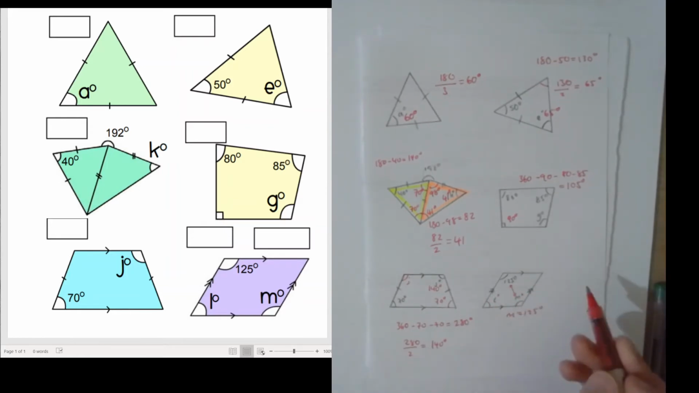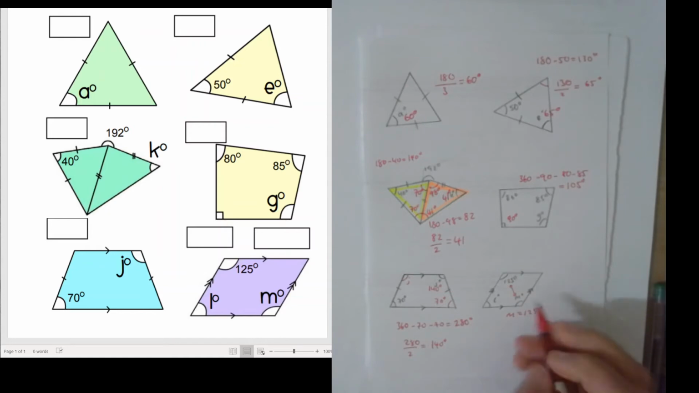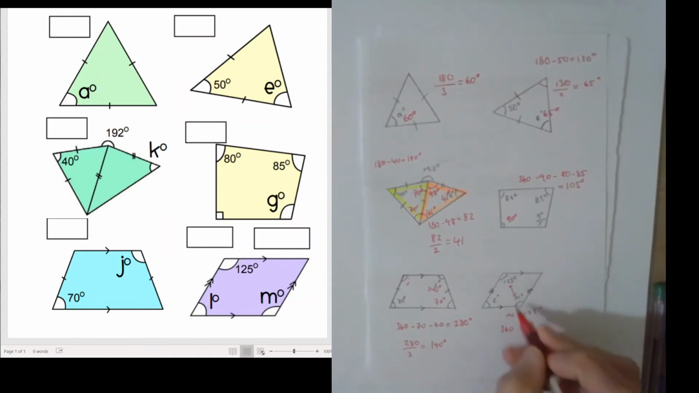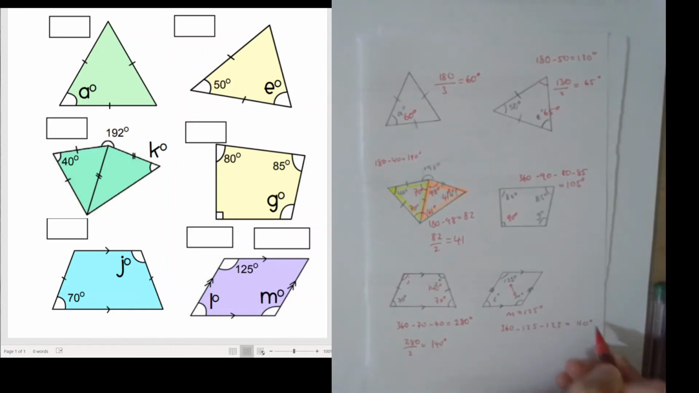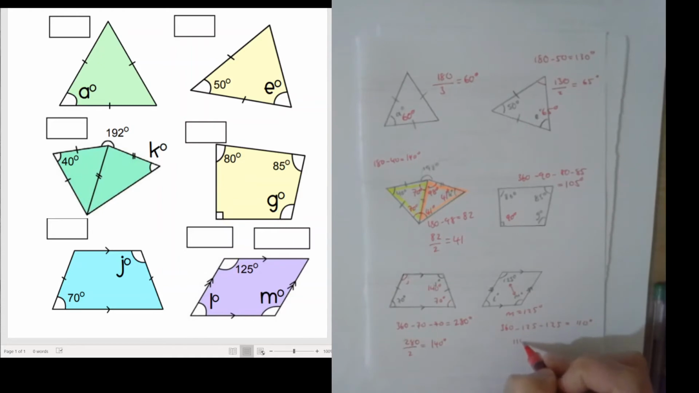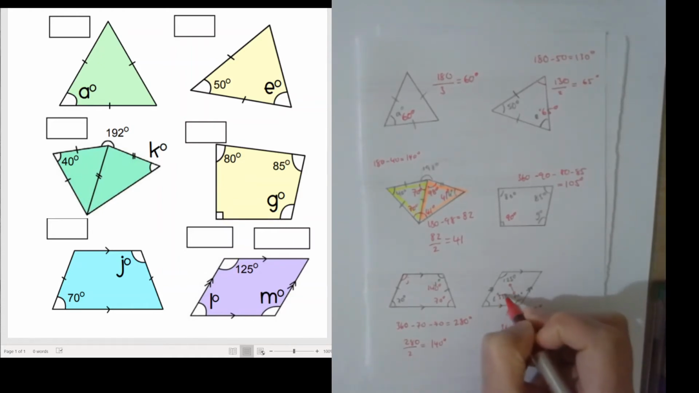Obviously, angles in a quadrilateral add up to 360. So I'm going to do 360, take away these two angles. So take away 125, take away 125, which is 250, which leaves me with 110. So I have two angles left, which is 110. So 110 divided by 2 is 55 degrees.